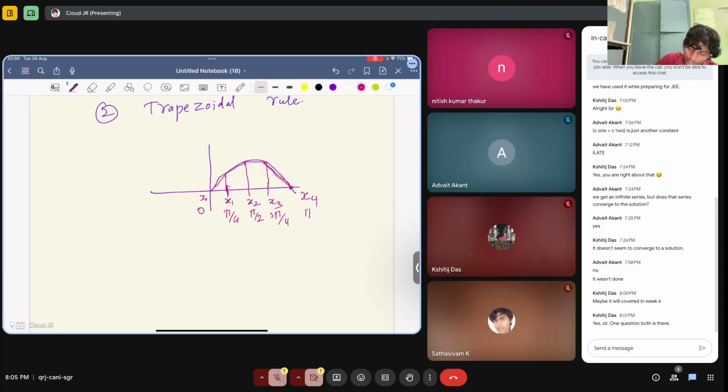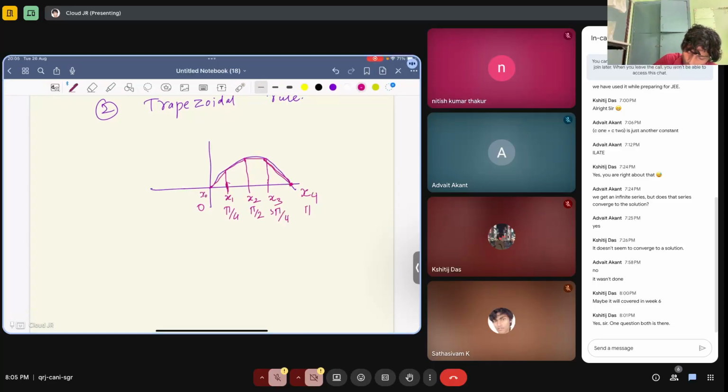Let me call these y points y0, y1, y2, y3 and y4. Of course y0 is this point, not exactly that. If you call it like that, y is basically f of x i, so f of xi is yi. See, this is y1, and this is y2. Suppose you have these 4 points.